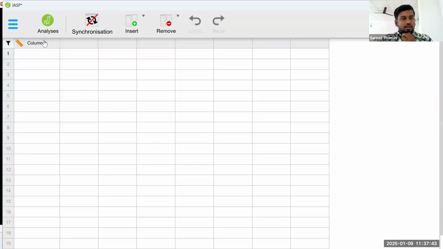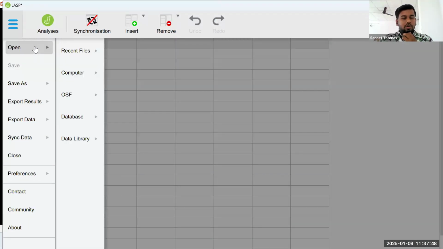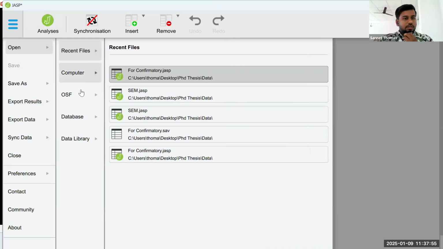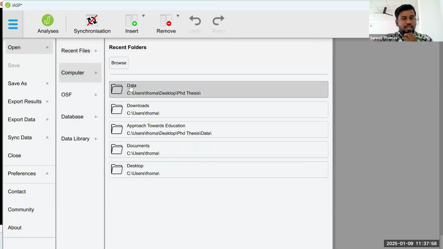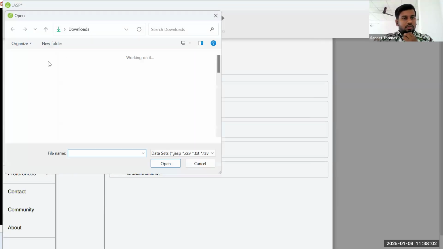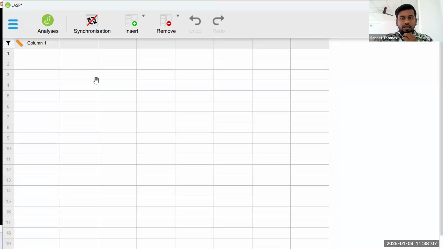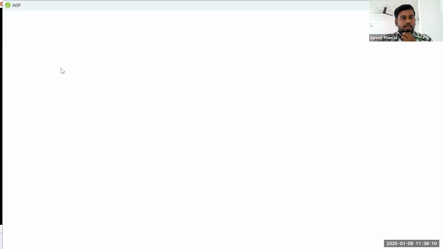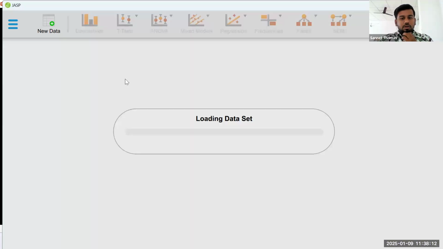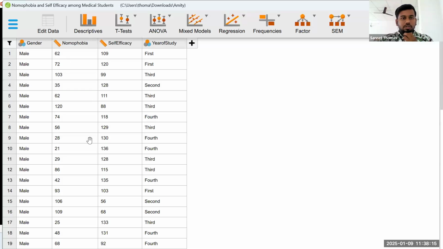Similarly, JASP is here. You can see this is the JASP software. It is freely available, open source software. If you click here, for example, we can have a look at how to find the same result. I have stored the data in SPSS data format. First we have to import the data here.